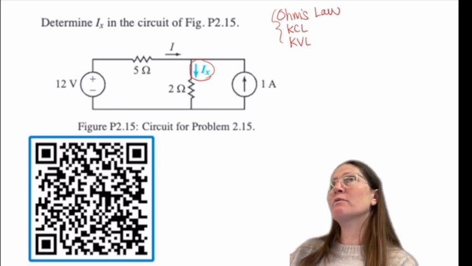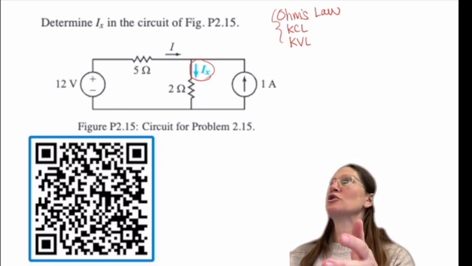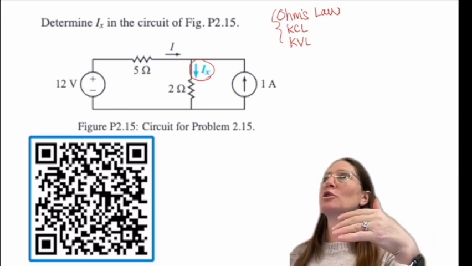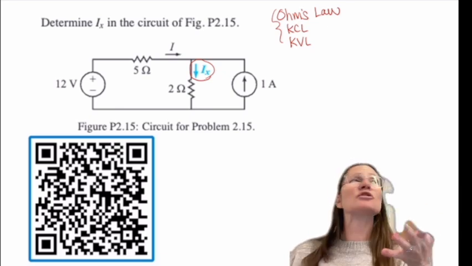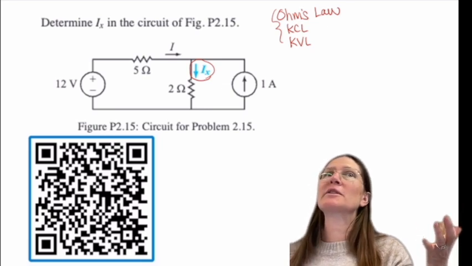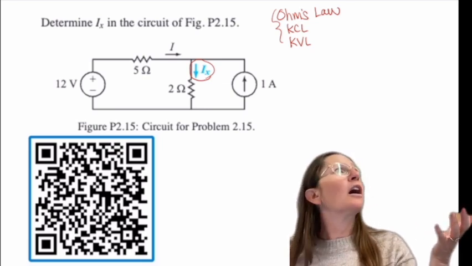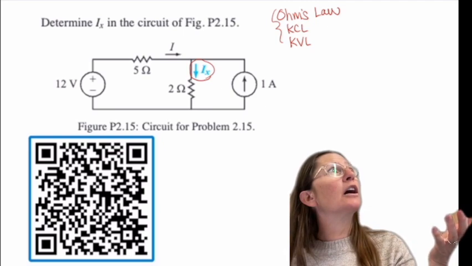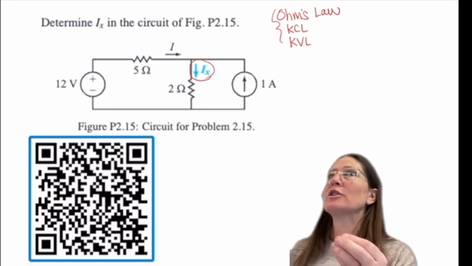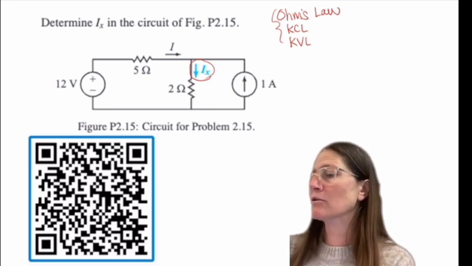Ohm's law is going to be helpful if I know the voltage across a resistor, or if I'm trying to solve for the voltage and I know the current. In this case, I don't know the voltage across that, so Ohm's law is probably not going to be as helpful. I could try KCL and KVL. For KCL, what kind of a node do I need in order to write it?